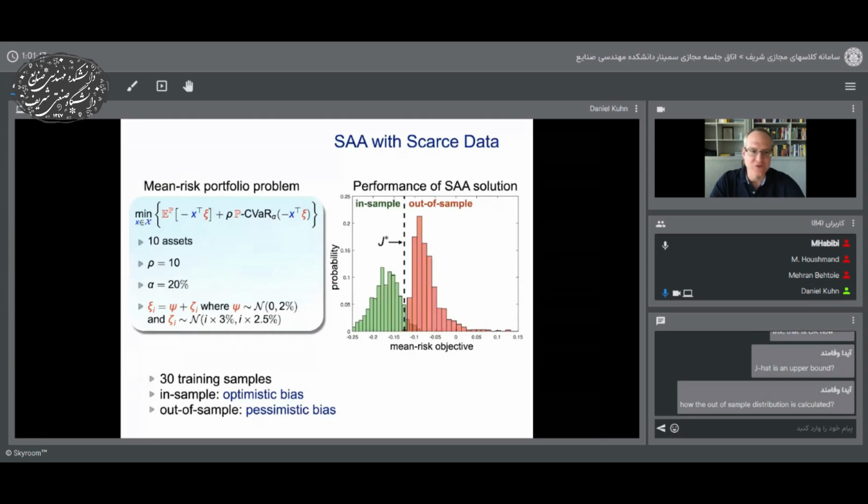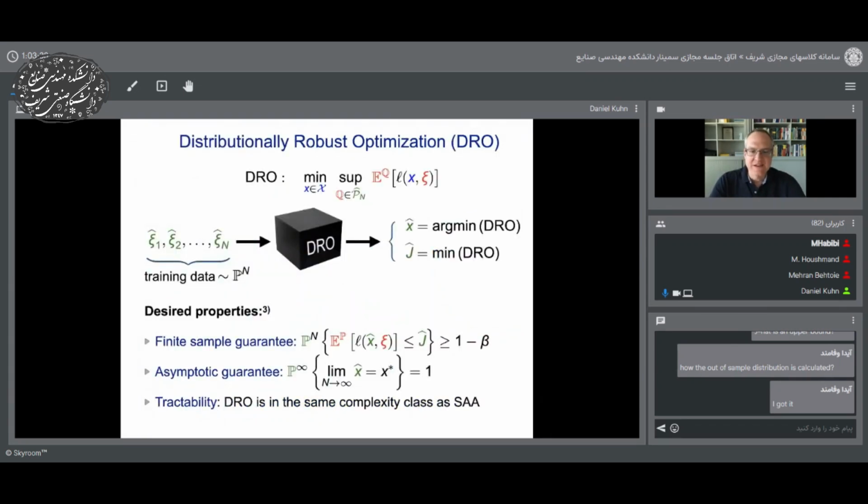And you can see the two distributions, the in-sample and out-of-sample distributions, are quite separated. So there's quite a bit of discrepancy between what you think you get in green and what you actually get in red. So the conclusion is that the sample average approximation is very simple, so it's popular. However, it doesn't work well if you don't have many samples.